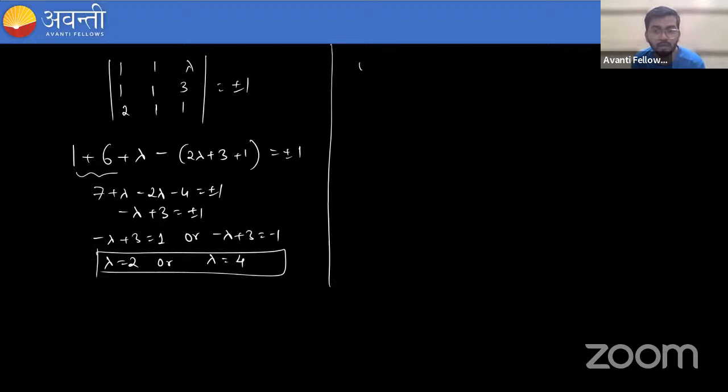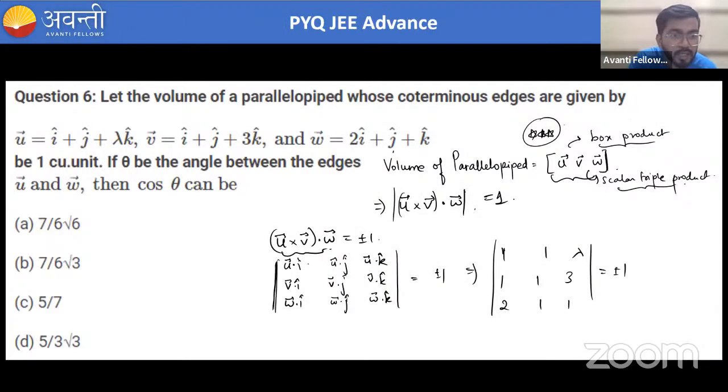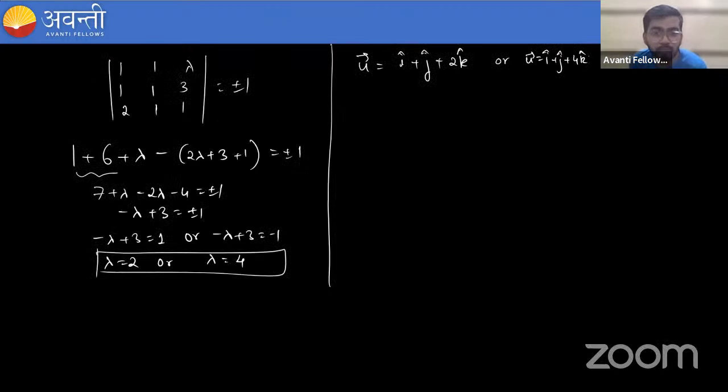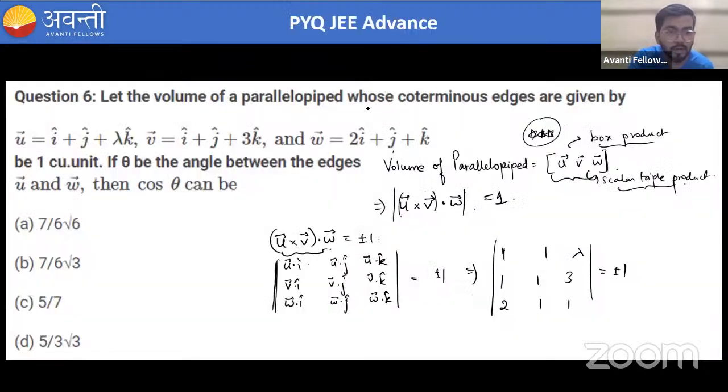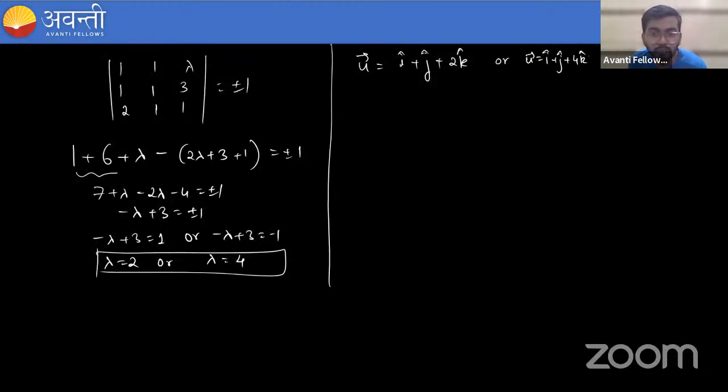So therefore our u bar can be i cap plus j cap plus 2k cap, or u bar can be i cap plus j cap plus 4k cap. Now what they have told us is that the angle between u bar and w bar is theta. So what can be the value of cos theta? Let us try to find out u bar dot w bar.